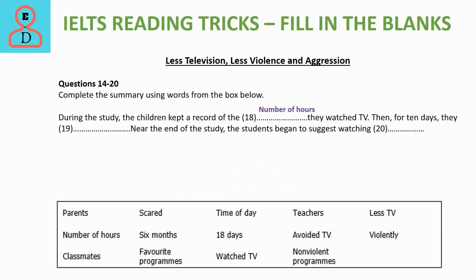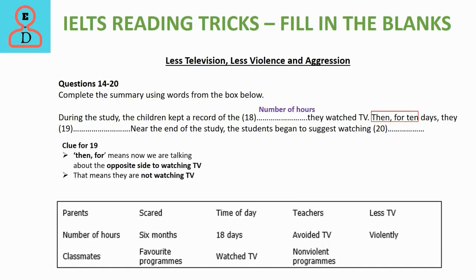For blank 19, the sentence starts with then for 10 days. Here, then gives a sense that now they switch to an activity opposite to what children were doing in the previous sentence. In the previous sentence, children were watching TV, so now the answer would be opposite to that, meaning not watching TV. Hence, our answer should be avoided TV.